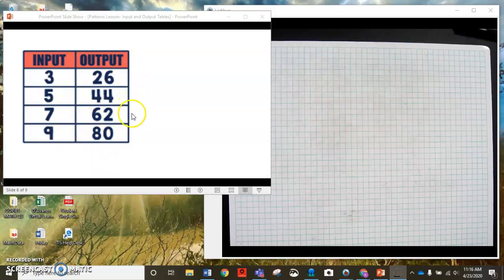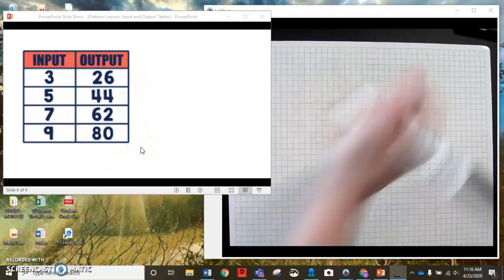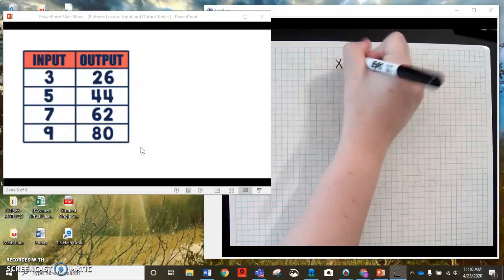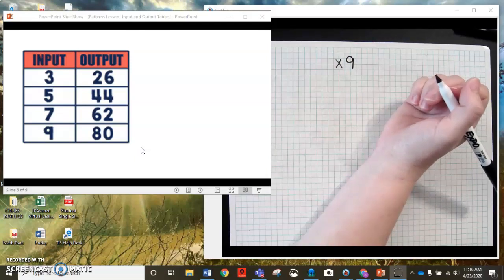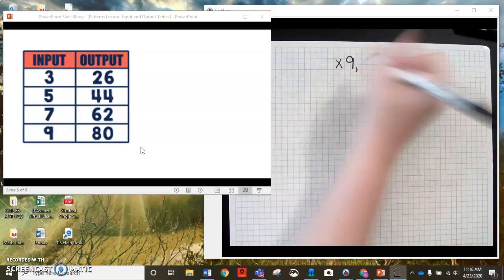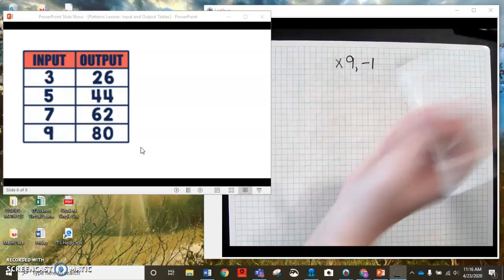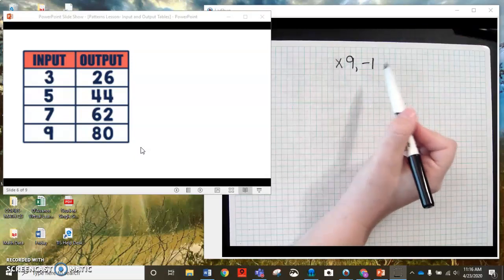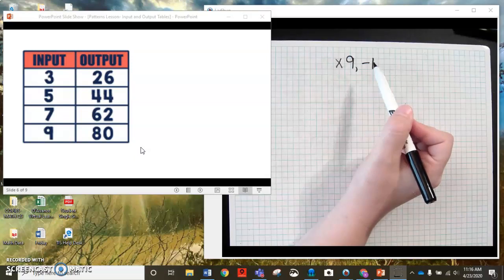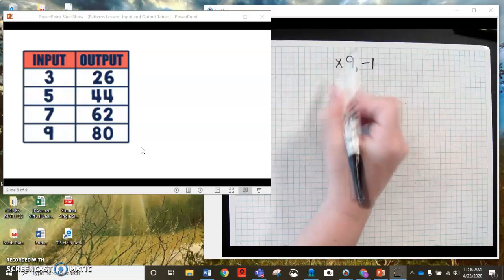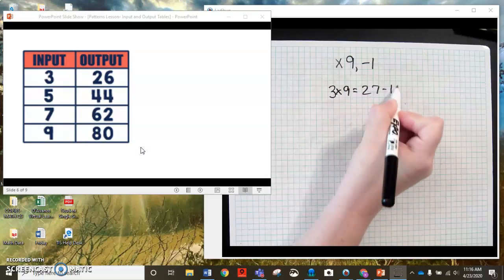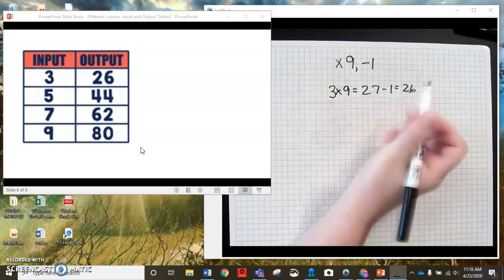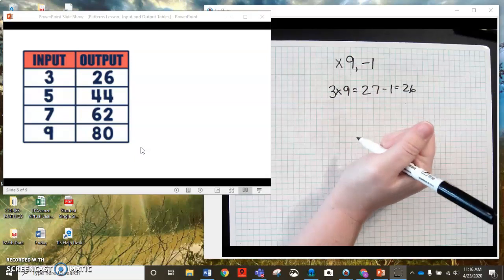So this is really close to having a rule of multiplying by 9. However, each one of them is one short of that. So I actually have the rule to multiply by 9 and then subtract 1. That applies in each of these as we just went through that. So 3 times 9 equals 27, subtract 1, we get 26. And that's going to work all the way down where we multiply by 9 first, and then we subtract 1 and we get our output.